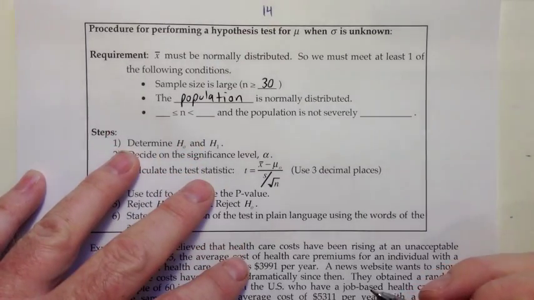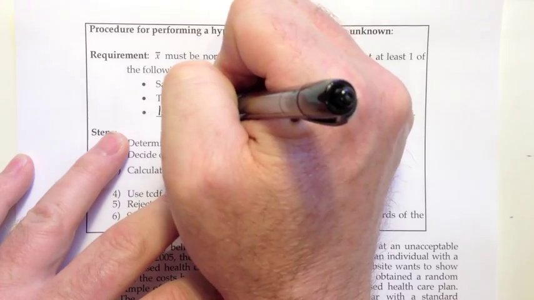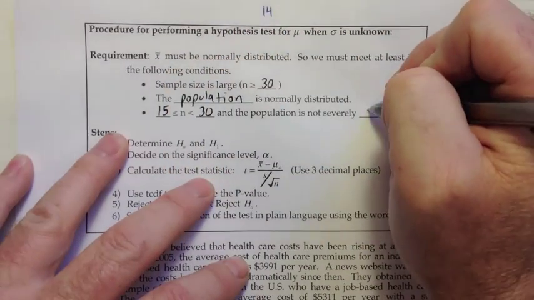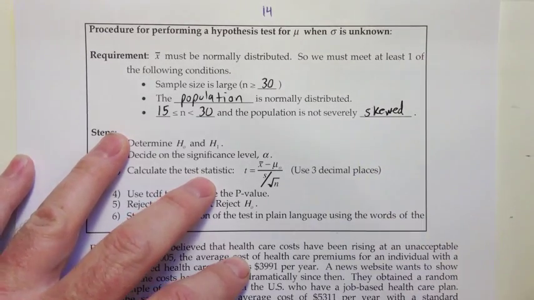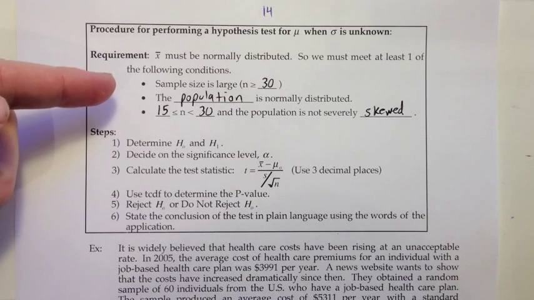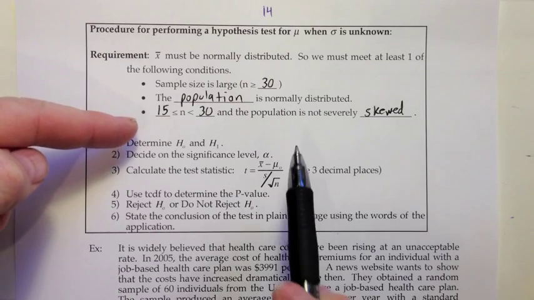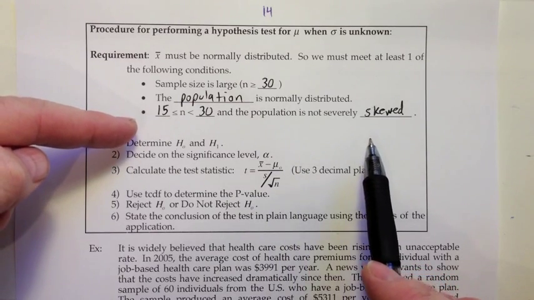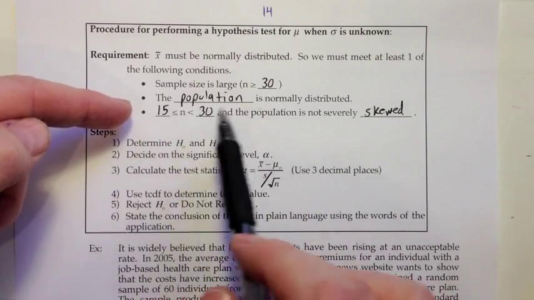And another way we could satisfy the requirements is if we had a medium-sized sample from 15 to 30 and the population was not severely skewed. Generally we focus on our sample size, so if I look at those requirements in terms of sample size, if our sample size is large, the requirements are met. If the sample size is medium, then we need a population that's not severely skewed. If our sample size is under 30, we need the middle bullet, which works for any sample size, which would be a normal population.